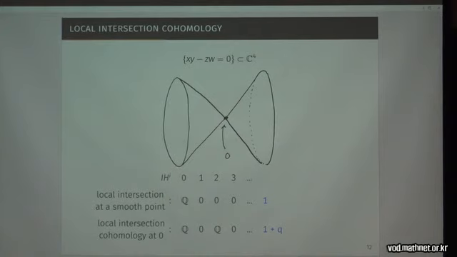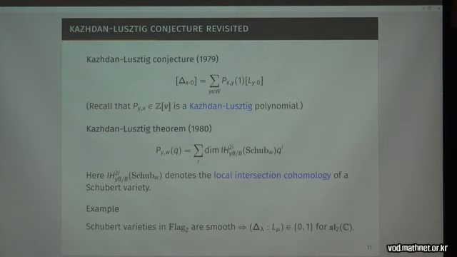Okay. So this is actually a real life example. This singularity happens in a Schubert variety in SL4. And this is exactly the one example that led to the Kazhdan-Lusztig conjecture. So this is the first singularity of a Schubert variety. So I'll just go back and explain this again.